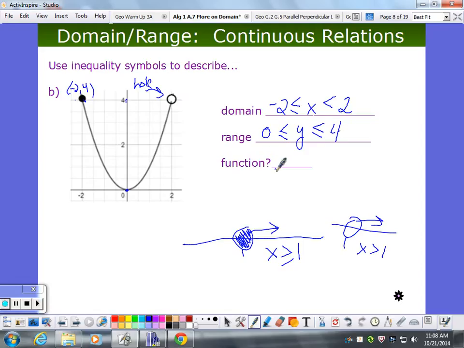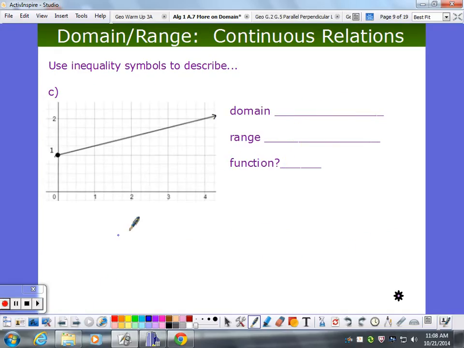Oh, we didn't even answer the question. Is this a function? Yes. Who says no? Right? Every input, look at this input, one output, this input, one output. Every input, I'm only seeing one output. Awesome. Okay, this is kind of tough stuff here.